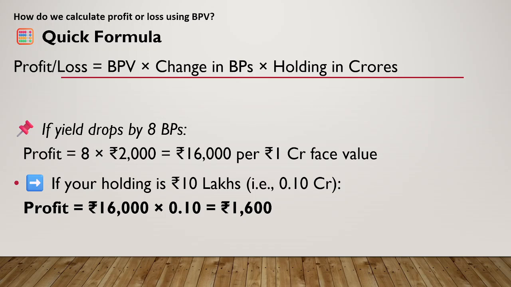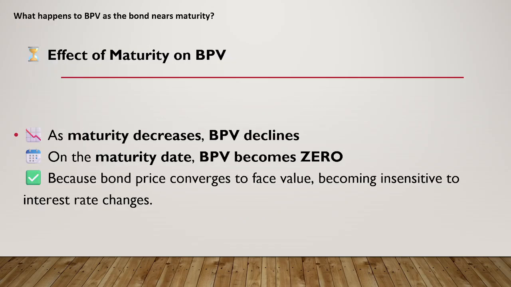If your holding is 10 Indian rupees lakhs, or 0.10 crores, the profit becomes 16,000 Indian rupees times 0.10 equals 1,600 Indian rupees. This shows how even small changes in yield can impact the bond's value significantly when you're dealing with large amounts. What happens to BPV as the bond nears maturity?